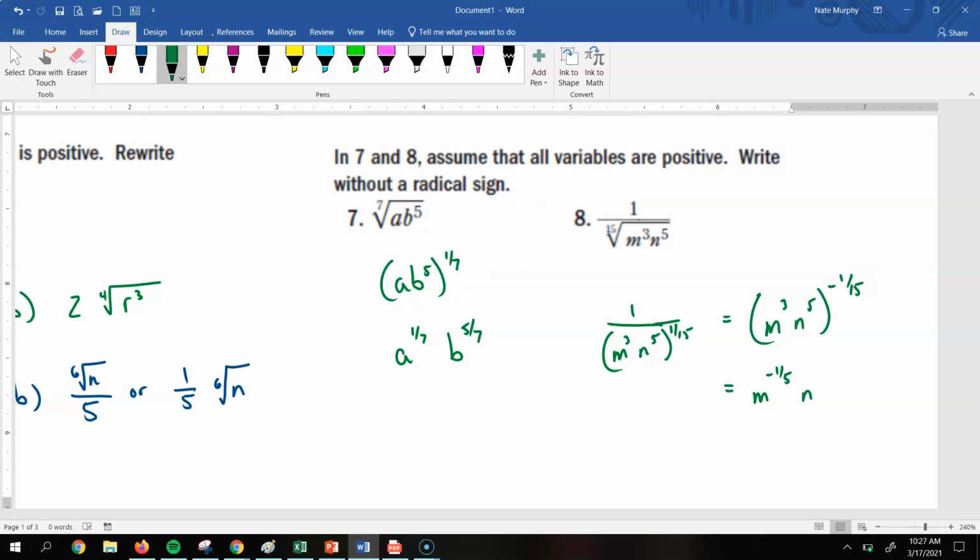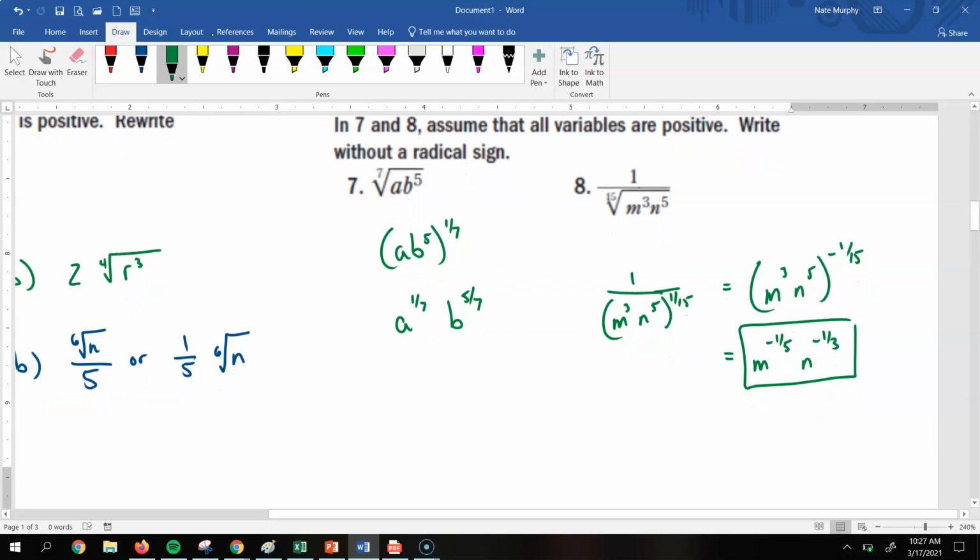And if I distribute that negative 1/15 to this exponent here of 5, I'd have negative 5/15, and that reduces to negative 1/3. So this one, it would be better to go ahead and distribute that exponent, so in that way we can simplify those exponents and get m to the negative 1/5 times n to the negative 1/3.